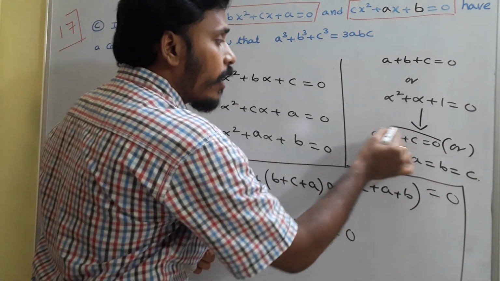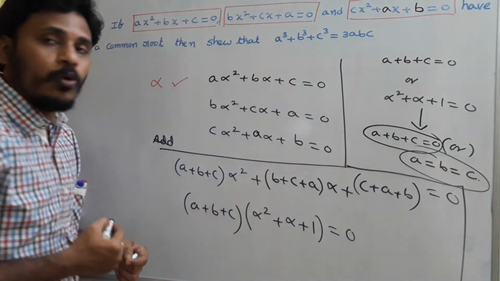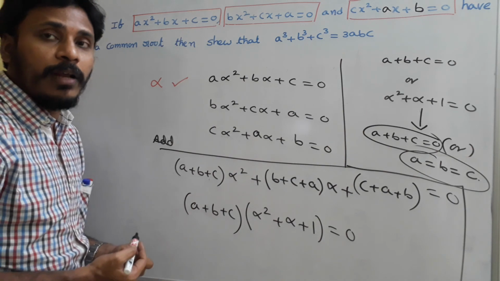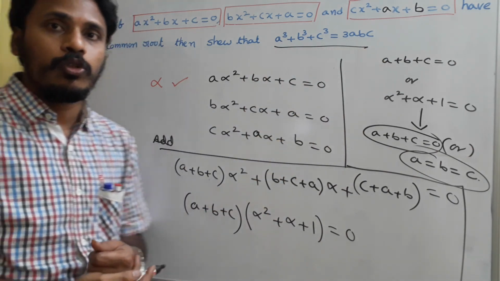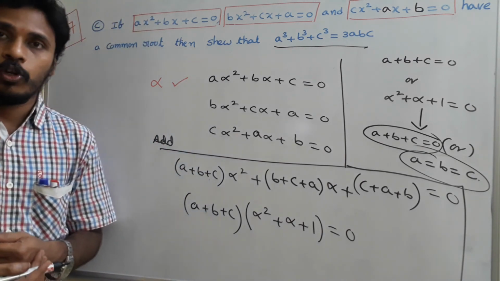So either a plus b plus c is equals to 0 or a is equals to b is equals to c. From some basic school algebra, it is very clear that a cube plus b cube plus c cube is equals to 3abc. Okay, just have a look. This is the way to solve this particular problem, right?